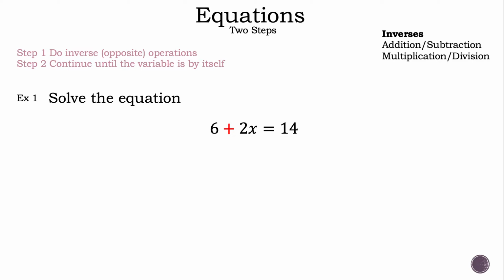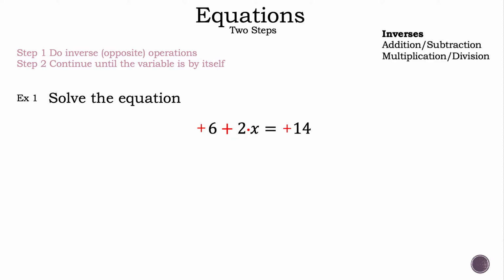Now let's talk about the inverses. The first one is addition, and the inverse of that is subtraction, and vice versa. And we have multiplication, and the inverse of that is division, and vice versa. Let's read the question. Solve the equation 6 plus 2x is equal to 14.